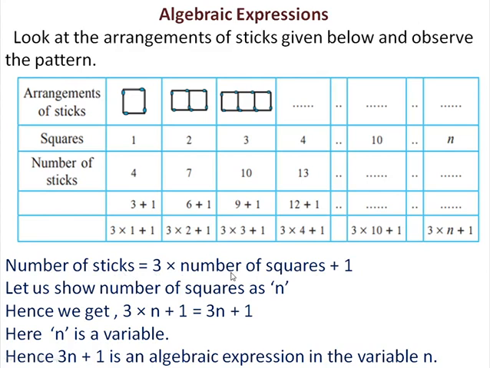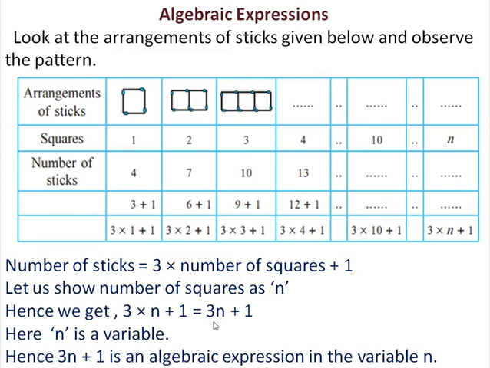But if you consider this number of squares as small n, or you represent this number of squares using one alphabet, any alphabet, here I took small n, you can write it as 3 into n plus 1. Now, conventionally, it is not necessary to write the product sign between the number and the alphabet. So, we can write it as 3n plus 1.